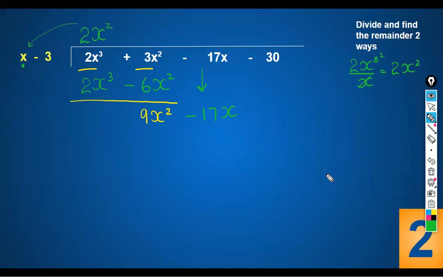We restart the process. We say x into the first item, x into 9x squared. So you're taking the 9x squared and dividing it by x. You're obviously going to get 9x. x into 9x squared is positive 9x. Make sure you put your signs in between. If you put nothing here, it's going to automatically be a multiply. We don't want it to be a multiply. Take the 9x and multiply by both items outside. 9x by x is 9x squared. 9x by minus 3 is minus 27x.